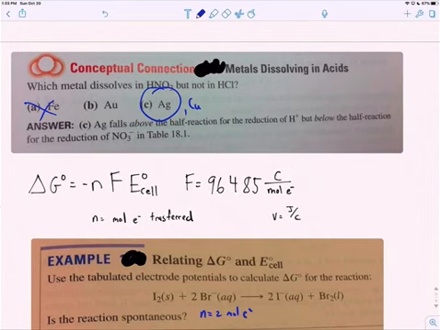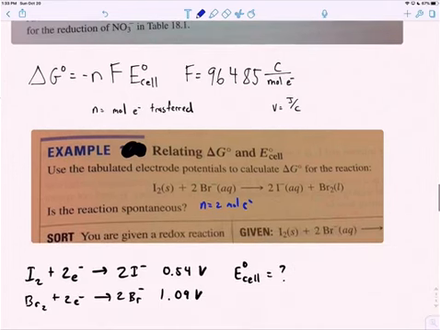Gold is really hard to dissolve. You have to use something called aqua regia. Aqua regia will dissolve gold. That's a 3-to-1 mixture of hydrochloric to nitric acid to get that to react.